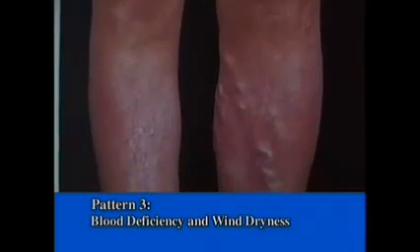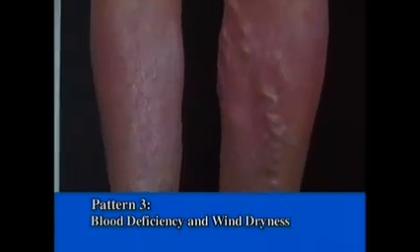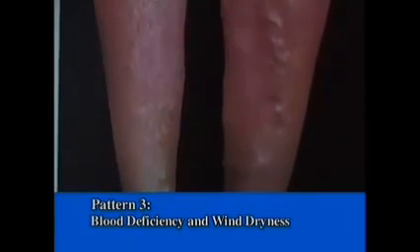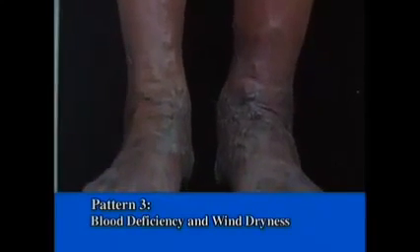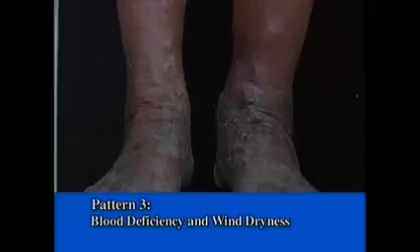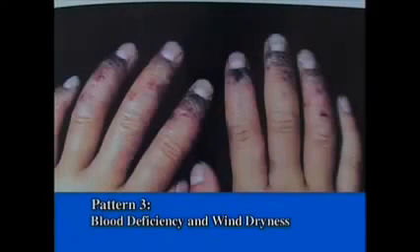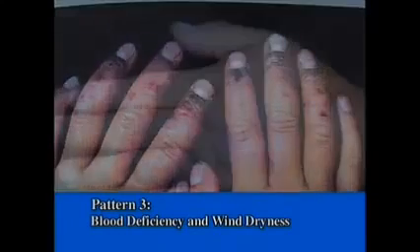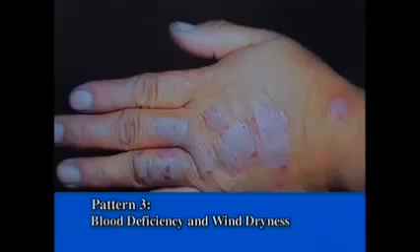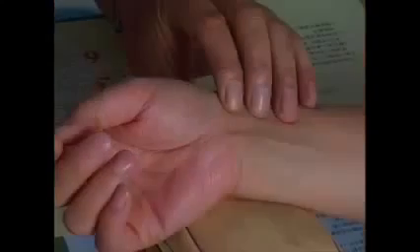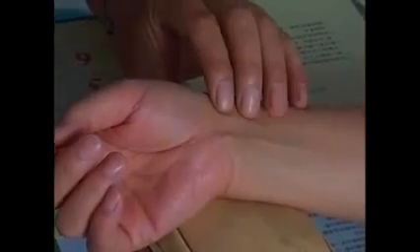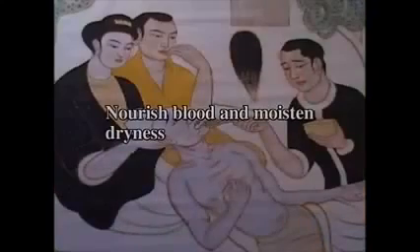Pattern 3. Blood deficiency and wind dryness. The primary symptoms of this pattern are a long disease course, recurrent attacks and lesions that are thick, rough, and dark, or hyperpigmented. In addition, there may be unbearable pruritus that is aggravated by heat, mental stress, alcohol, and pungent spicy foods, or foods that are allergenic. The tongue will be pale and the pulse is stringy and thready. Treatment principles: nourish blood and moisten dryness.